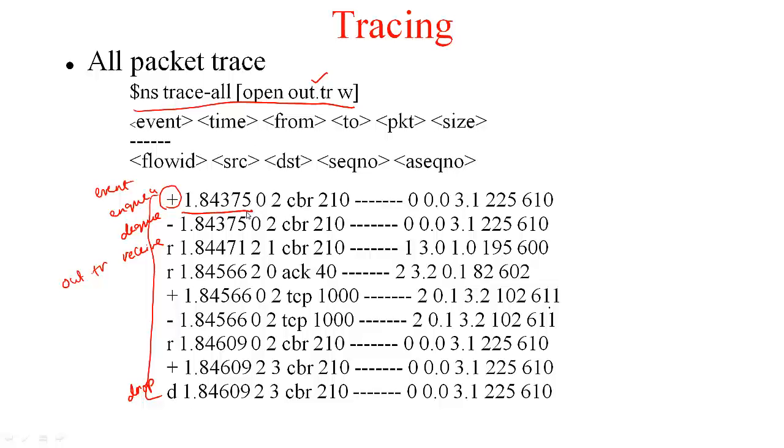This refers to the time in seconds. This is from which node to which node. This is the type of packet. CBR means it is using UDP underneath. Then there are TCP packets or ACK packets. This refers to the size of the packet in bytes. This is a flow ID, and this is the source and destination process.